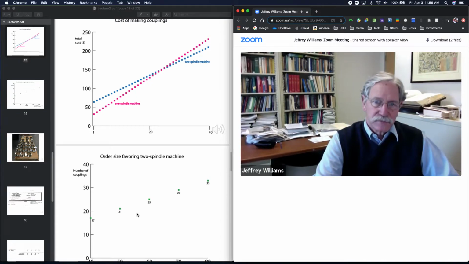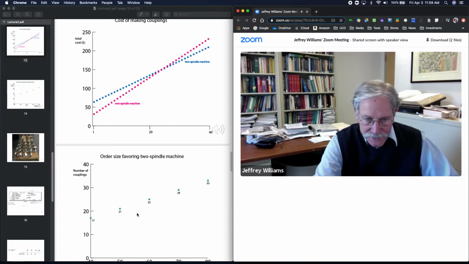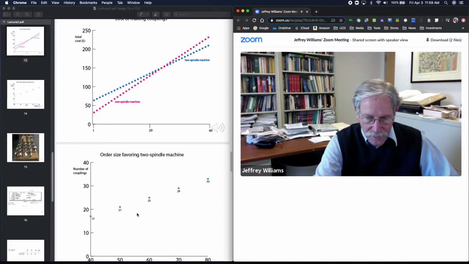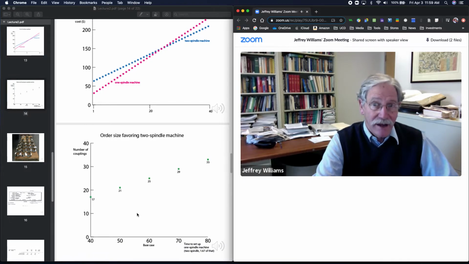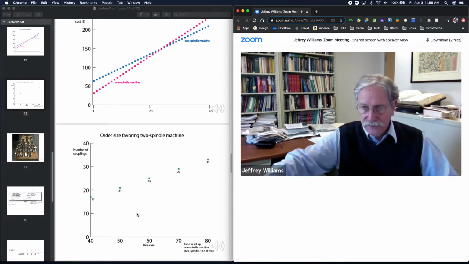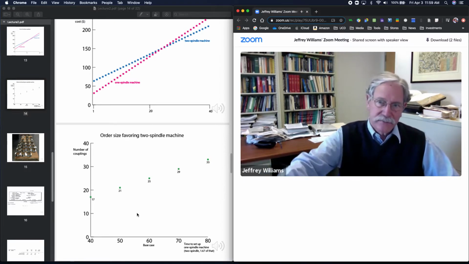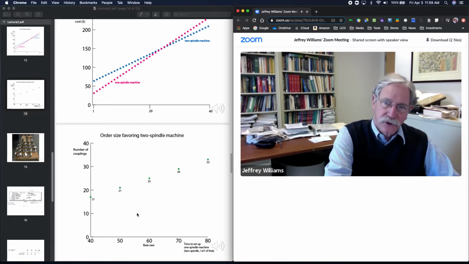Think what those plots would look like. Obviously, because of the setup costs, at one being made has a very high average cost, much higher than at 20 and certainly higher than at 40. The average cost curves are sloping down, that is, asymptoting to the marginal costs, which are constant.